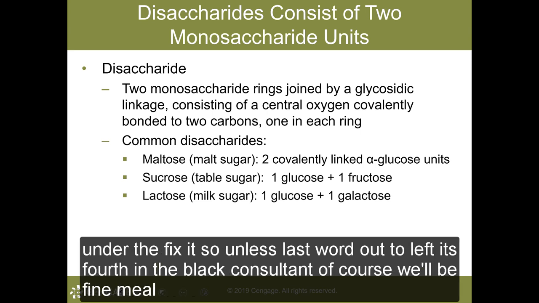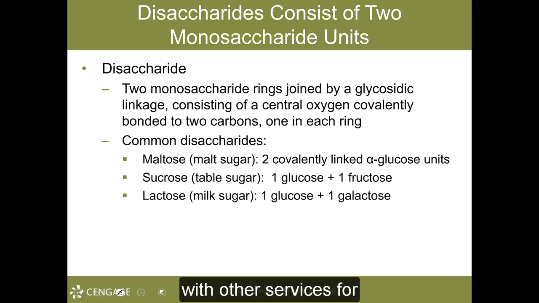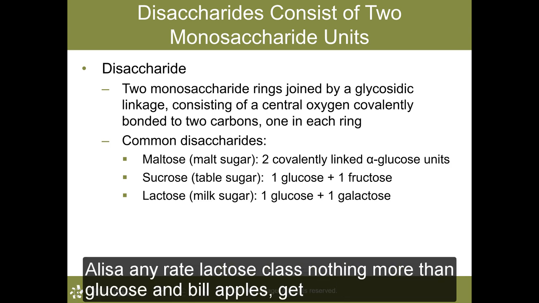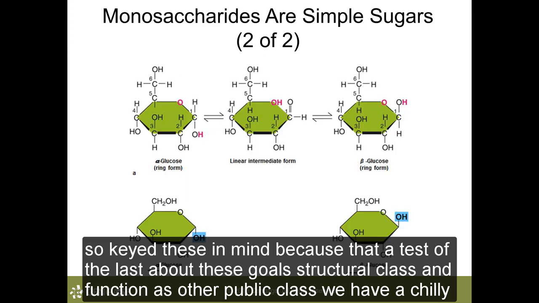So up next, class, we've made it down to lactose. So when you think of lactose, I hope you think of course, what we find in milk. And if you're drinking Silk, that's different. Or if you're drinking almond milk, that's also different. I hope they're not the same thing. I don't think they are. Silk must be soy. I believe so. At any rate, lactose, class, is nothing more than glucose and galactose bonded together. So keep these in mind because you have a test in which I'll ask you about these, both structurally, class, and functionally.